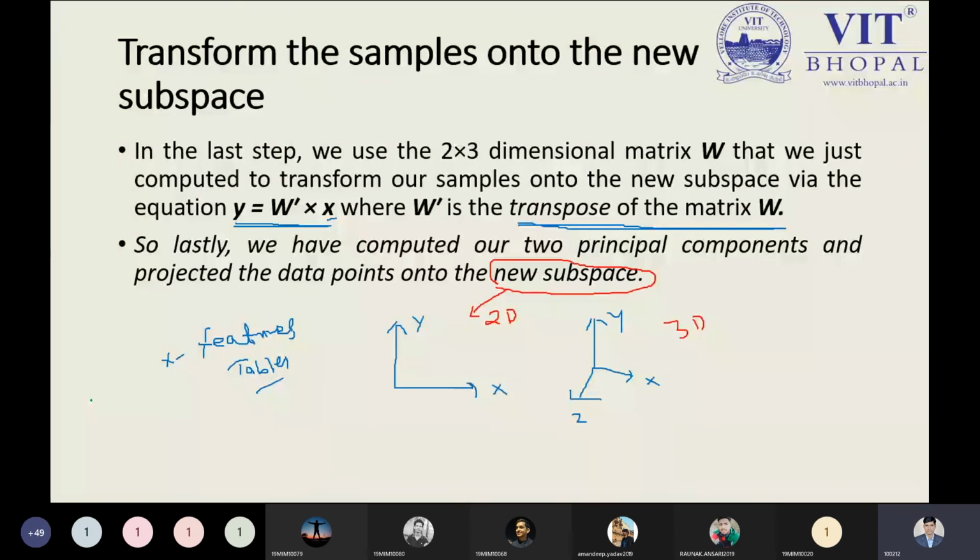Transfer the samples we have onto the new surface. Samples here means our data actually. The surface means we are talking about our data. If you want to calculate the Y information from the X, and this X contains our data, you need to multiply with W dash. And what is W dash? W dash is the transpose of our matrix W.